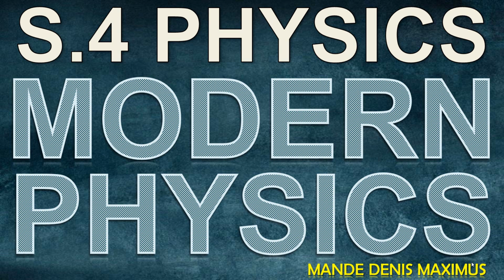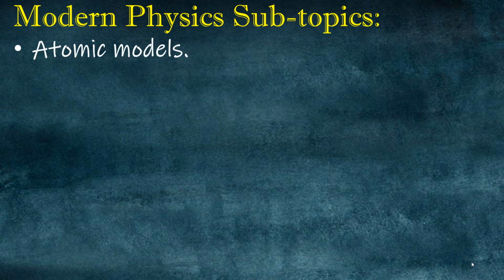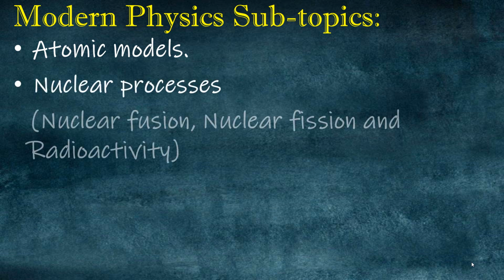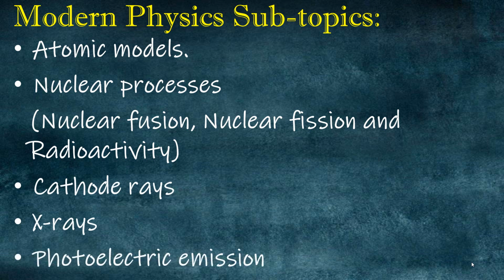I won't explain a lot, but I want us to dive straight into the subtopics that we shall handle. We shall deal with atomic models. Here we're going to put emphasis on the nuclear and the atomic structures. We're going to look at the nuclear processes, which shall involve nuclear fusion, nuclear fission, and radioactivity. We shall look at cathode rays, X-rays, and the photoelectric emission shall sum up the topic.